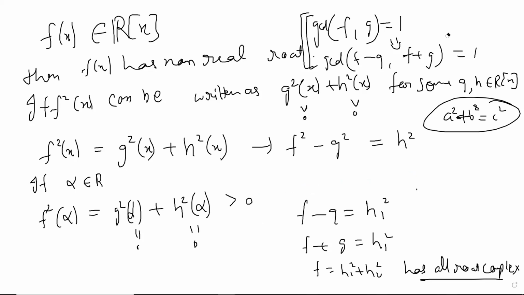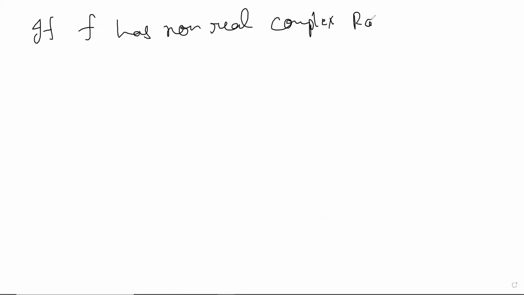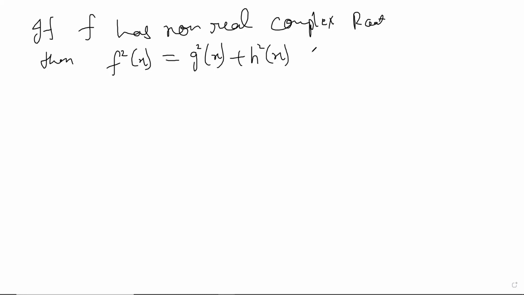How do you do the other direction of this? So the other direction is, if f has a non-real complex root, then f square x can be written again in a non-trivial way as sum of squares. F square can be written as sum of the squares of two real polynomials.